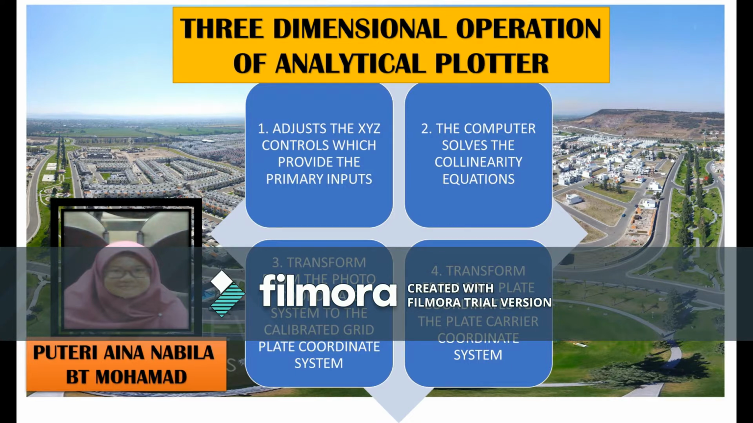The next step is to transform from the photo coordinate system to the calibrated grid photo coordinate system. The final step is to transform from grid plate coordinates to the plate carrier coordinate system.